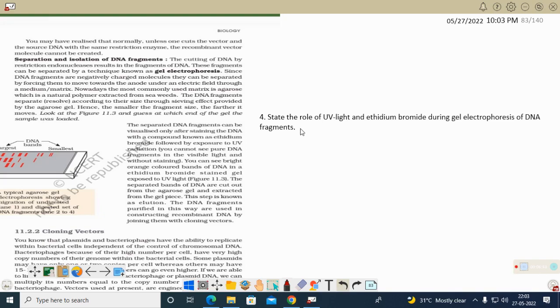This colored DNA cannot be visualized in normal light. It can be seen only under UV light. So that is the role of UV light: it is used for observing the stained DNA. The DNA is stained with the help of ethidium bromide, which intercalates between the two strands of DNA and gives a bright orange color. Okay.